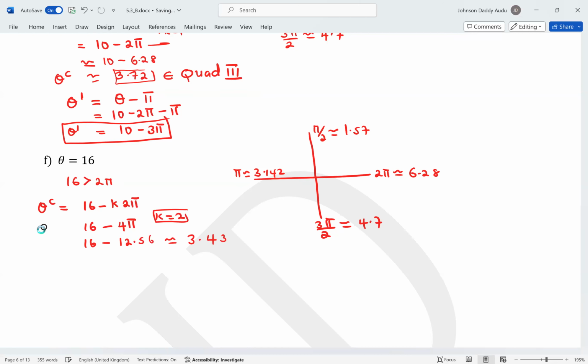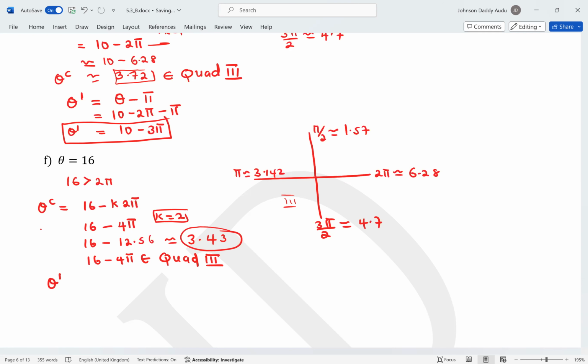So you see that this number is in which quadrant now? 3.43 is going to be in quadrant number what? It's going to be in quadrant number 3, right? So what it simply means is that 16 minus 4 pi is in quadrant number 3 again.